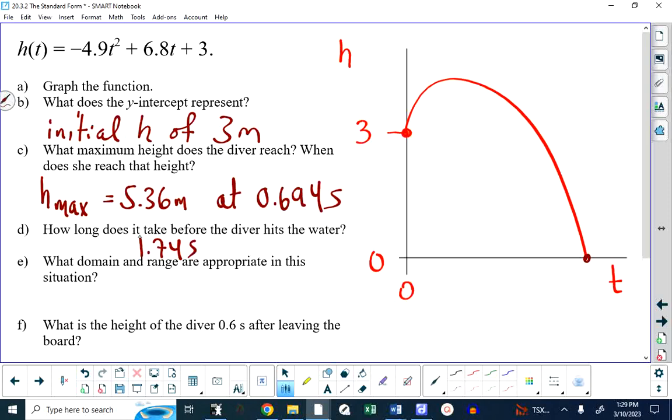What domain and range are appropriate? Well, don't say any real number, because x, which is time, is not any real number. The smallest value of x is 0 seconds. The largest value of x is that 1.74 seconds. The function is only valid between these 2 points. It's not valid for negative values of t, and it's not valid for values of t greater than 1.74. And the range would be the same thing. The lowest value for y, or the height, is 0, and the highest value is that 5.36 meters.